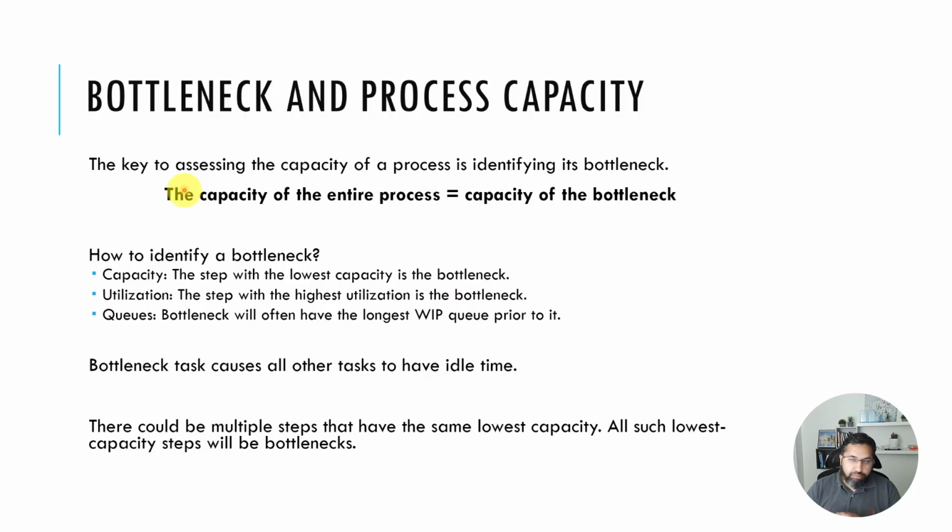So, in conclusion, the key to assessing the capacity of a process is identifying the bottleneck, because the capacity of the entire process equals the capacity of the bottleneck. So how can we identify the bottleneck? It is the step with the lowest capacity. So you calculate the capacity of each individual step by doing 1 over the cycle time. As you'll see later on, we'll calculate capacity again with other examples. You do 1 over cycle time, then you multiply by 60 minutes per hour to convert from minutes to hours, if you want capacity per hour. If you want to keep capacity per minute, it's just going to be 1 over the cycle time. So you can see the one with the lowest capacity is the bottleneck.